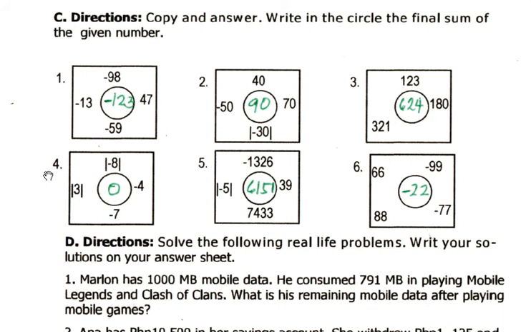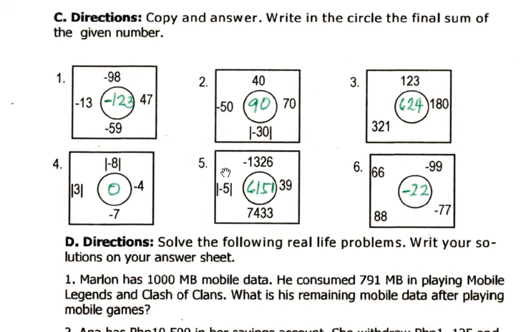For number 4, we have a smaller number. So we have here, let's see. The absolute value of negative 8 is 8. And the absolute value of 3 is 3. So 3 plus 8 is 11. Then we have negative 4 plus negative 7, it's negative 11. So we have 0 as the answer.